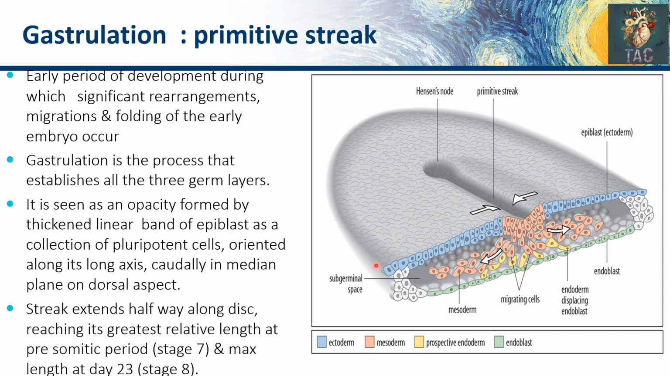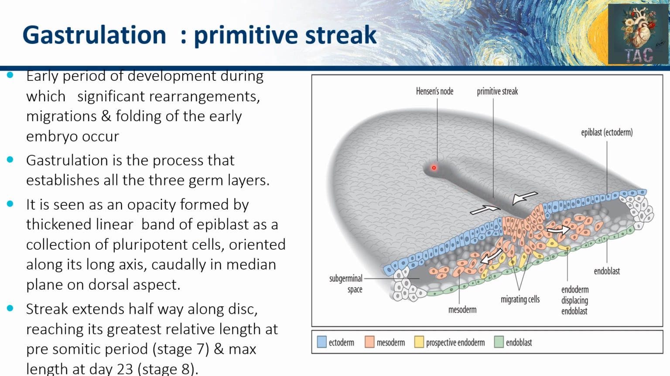Up till now we have studied that the embryonic disc is bilaminar and consists of two germ layers. One is called the epiblast, which faces the amniotic cavity, and the other is the hypoblast, which forms the roof of the definitive yolk sac or umbilical vesicle. During gastrulation, the main important feature is the appearance of the primitive streak. The primitive streak appears as an opacity formed by a thickened linear band of the epiblast.